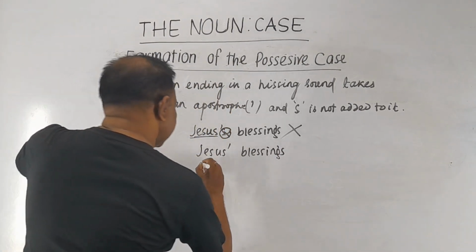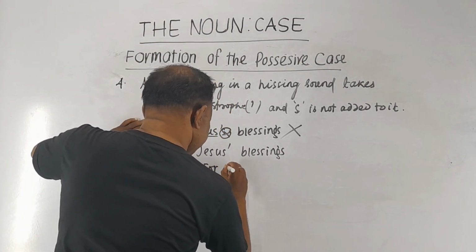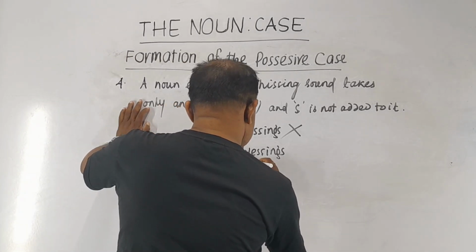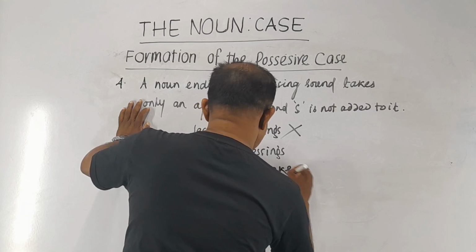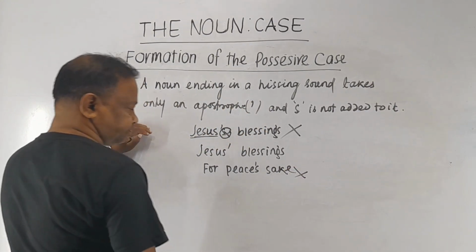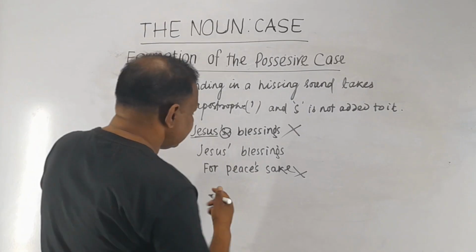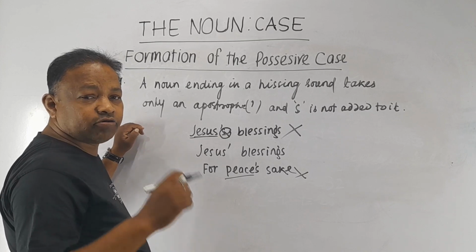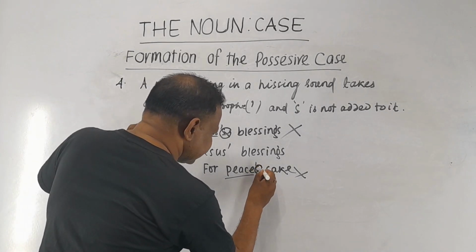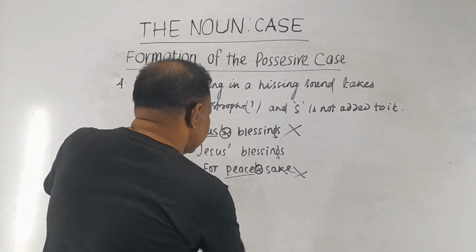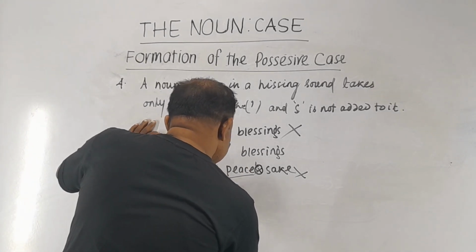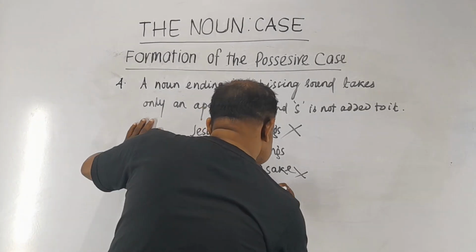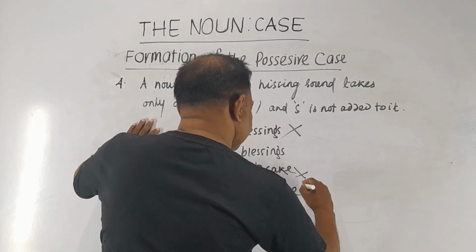Okay. For example, if we write for peace's sake, this is wrong. This is incorrect. Why? Because the word peace, this noun ends in the hissing sound s. So another s should not be added to it. Simply an apostrophe. Its correct answer is for peace' sake. Okay.